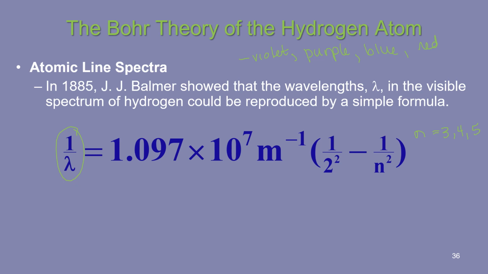If you put 4 in, you get the blue line. If you put 5 in, you get the purple line. And if you put 6 in, you get the violet line. And 2 stays the same for all of them.